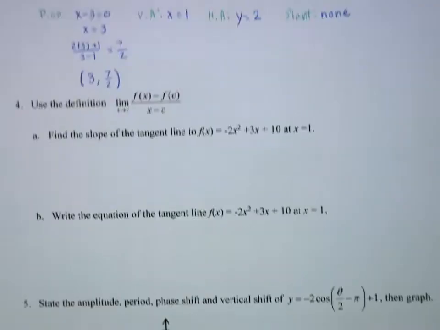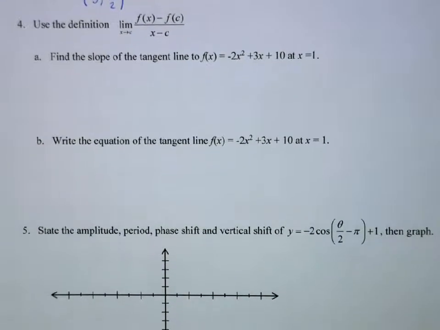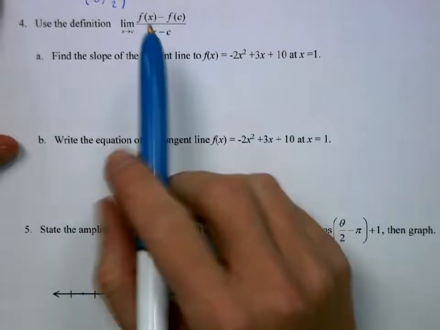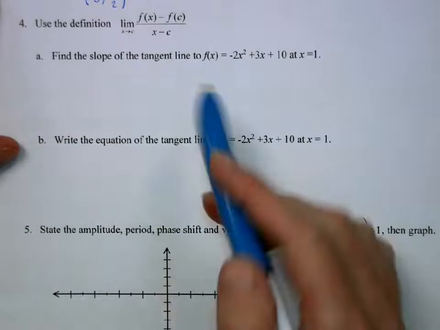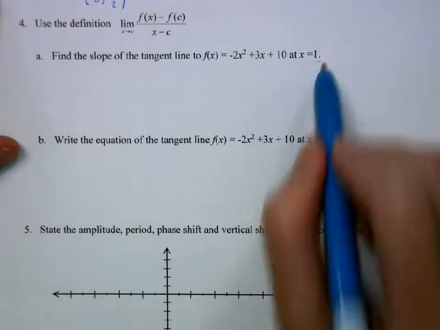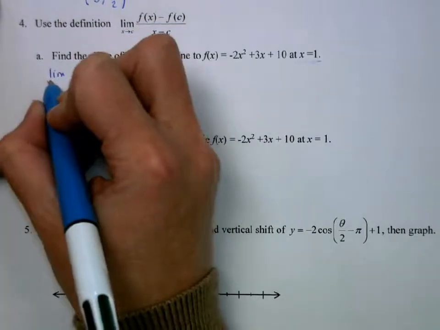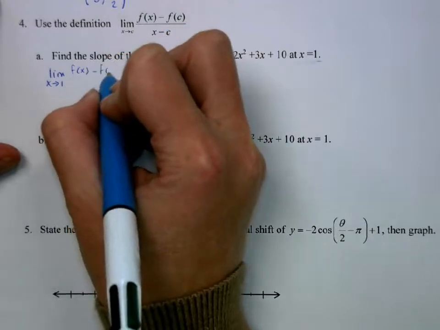This next question, we are finding the slope of the tangent line. So remember, this is the slope of a line, and as x gets really, really close to c, we have a tangent line. So we're going to use this formula. C is whatever our x value is. So we want the limit as x goes to 1 of f of x minus f of 1 over x minus 1.